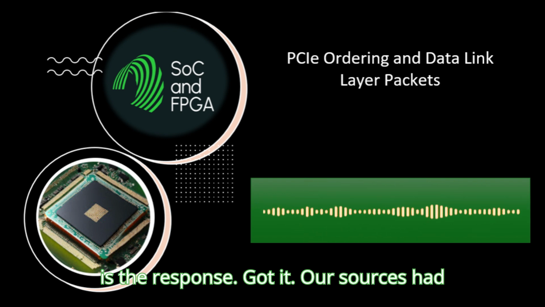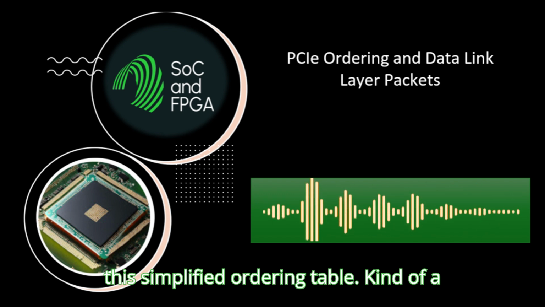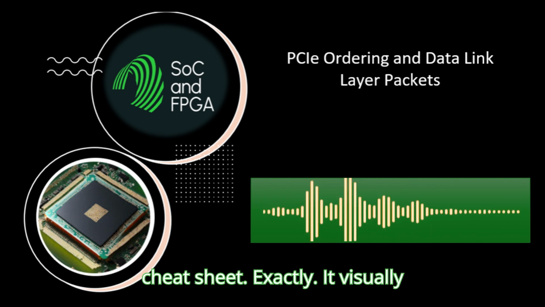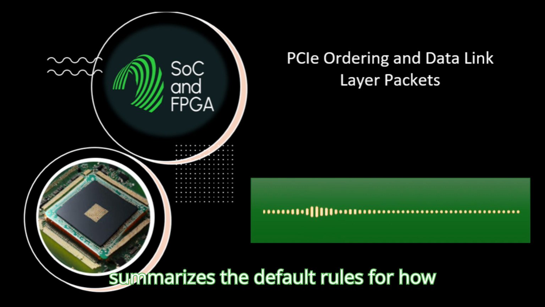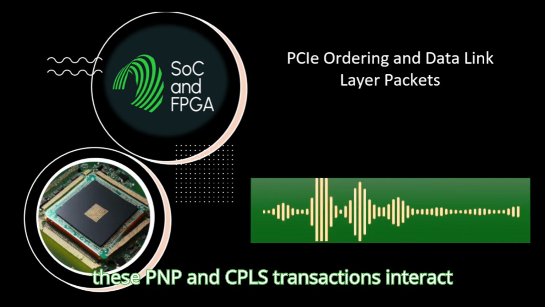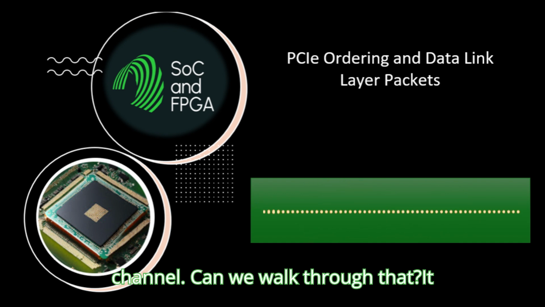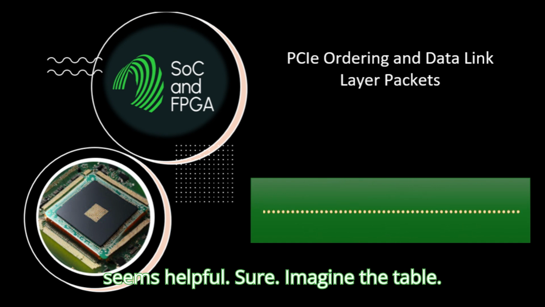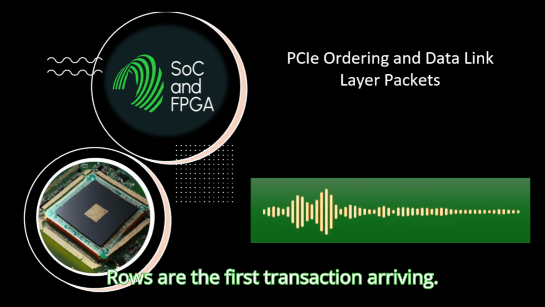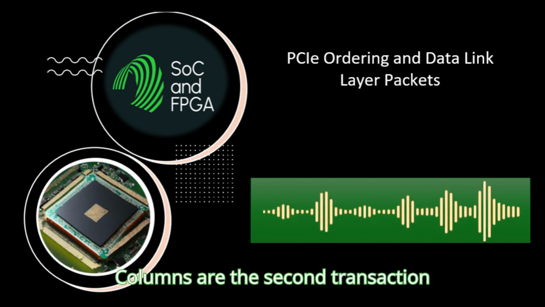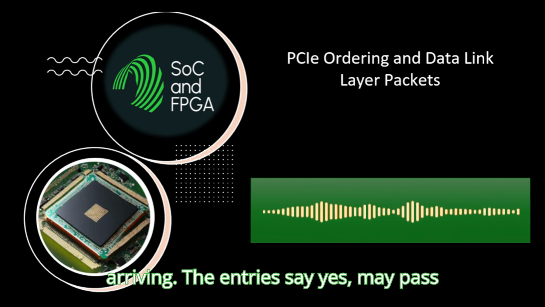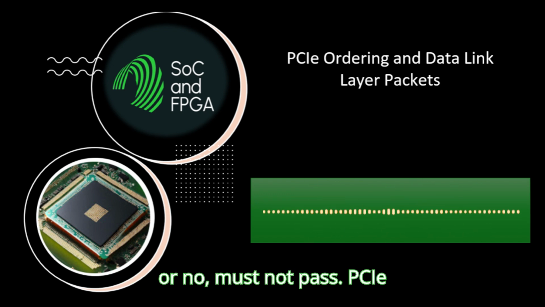Got it. Our sources had this simplified ordering table. Kind of a cheat sheet. Exactly. It visually summarizes the default rules for how these P, NP, and CPL transactions interact within the same traffic class and virtual channel. Can we walk through that? It seems helpful. Sure. Imagine the table. Rows are the first transaction arriving. Columns are the second transaction arriving. The entries say yes, may pass, or no, must not pass.